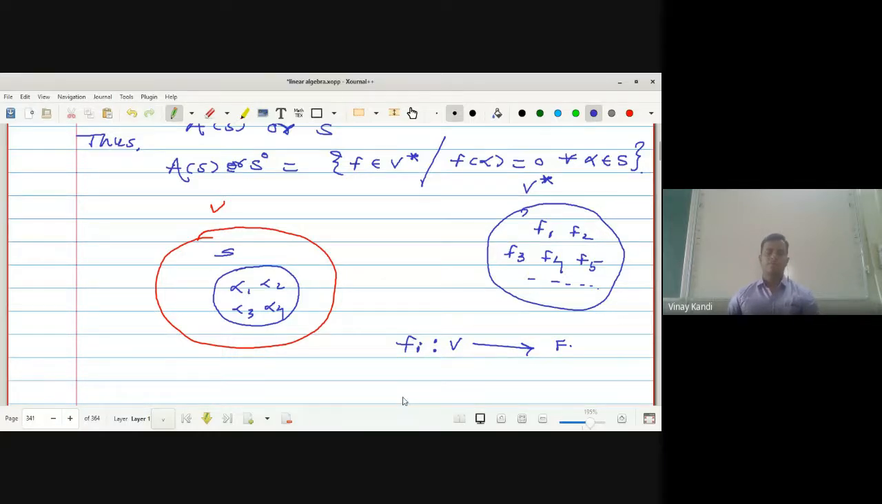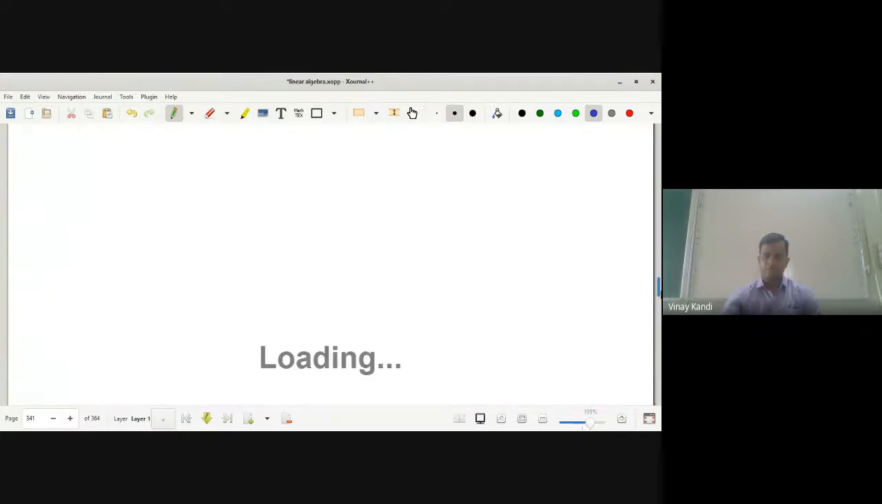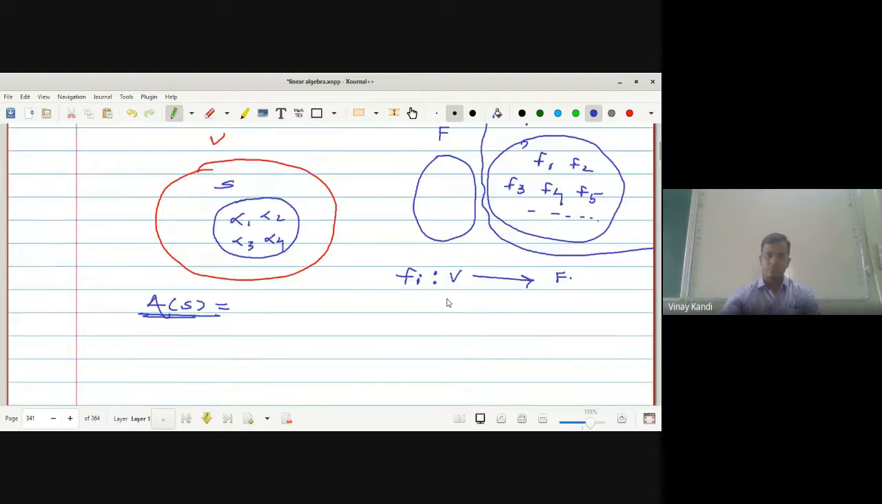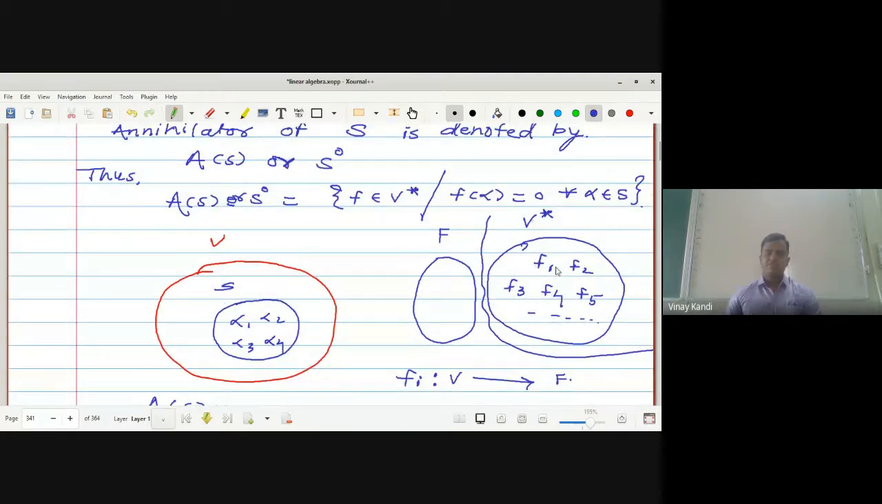Okay, now what is the annihilator of S? Annihilator of S means, from V star we collect the functions. Which functions do we collect? Those which transform S to 0. Suppose this is F. This is the set V star: F1, F2, F3, and so on. And this is the functional, this is small fi.